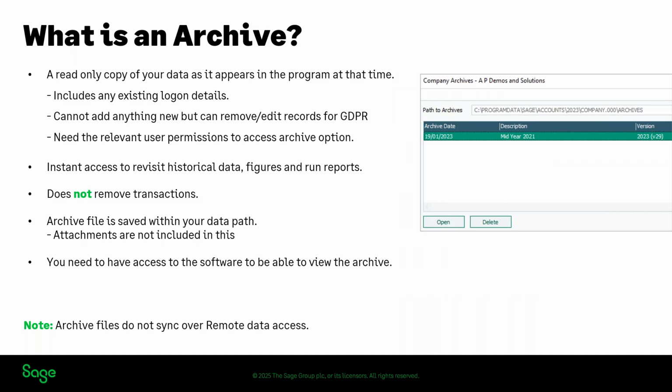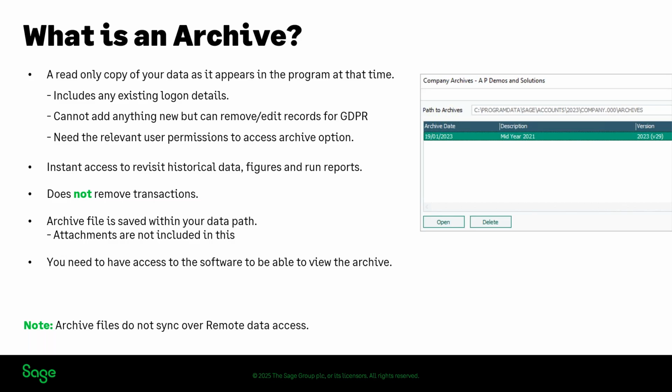Let's get stuck in. So an archive takes a read-only copy of your data as it appears in the program at that time, including any logon details. The best way to describe it is like it's taking a photograph or a snapshot of your data, but it allows you to browse through it like a normal company. You cannot add anything new, and the only elements you can edit or remove is records for GDPR purposes, like your customers or your suppliers.